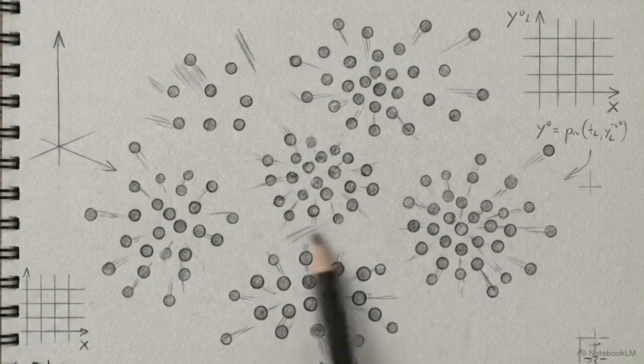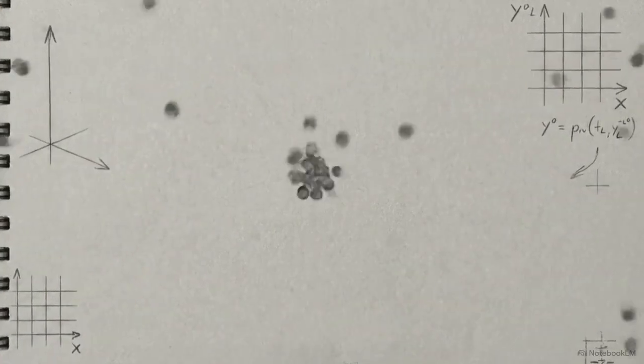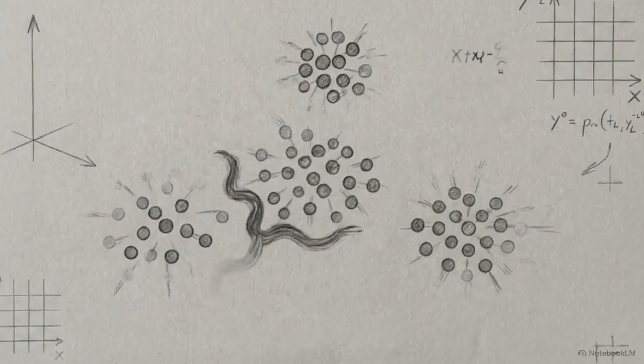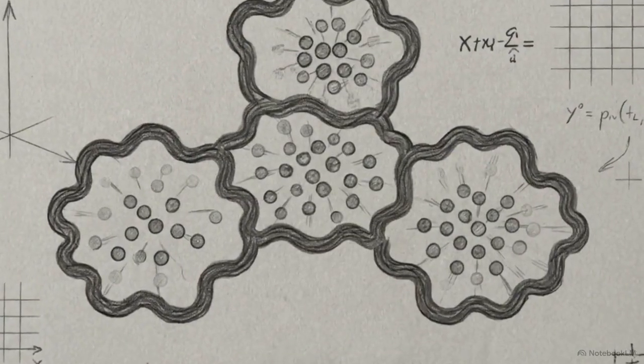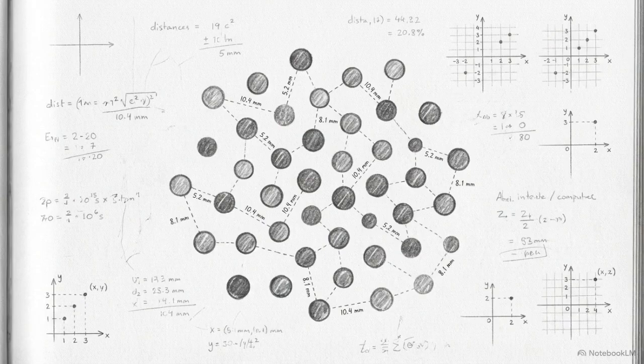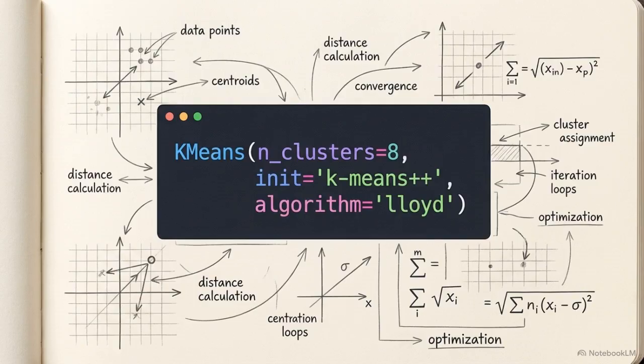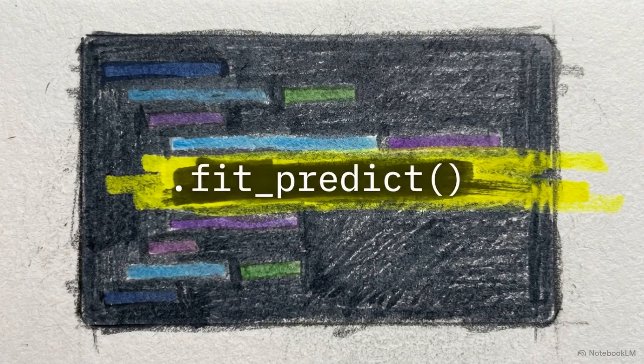When confronted with massive, unlabeled datasets, we often need to force the data to reveal its own latent structure. Unsupervised learning gives us the mathematical tools to do exactly that. In Python's scikit-learn library, this process is frequently executed using the KMeans class. Calling the fit-predict method on this object triggers a specific hard clustering mathematical sequence.